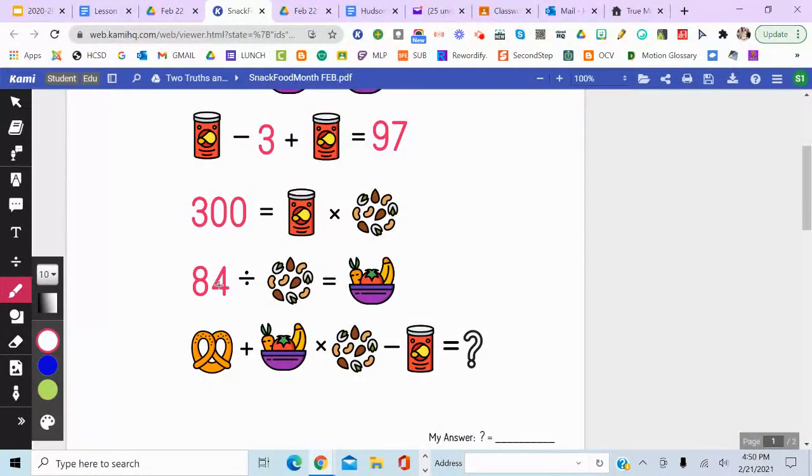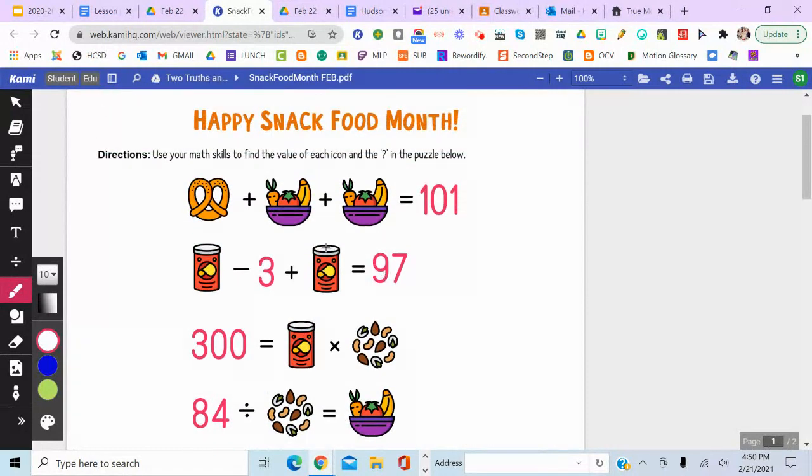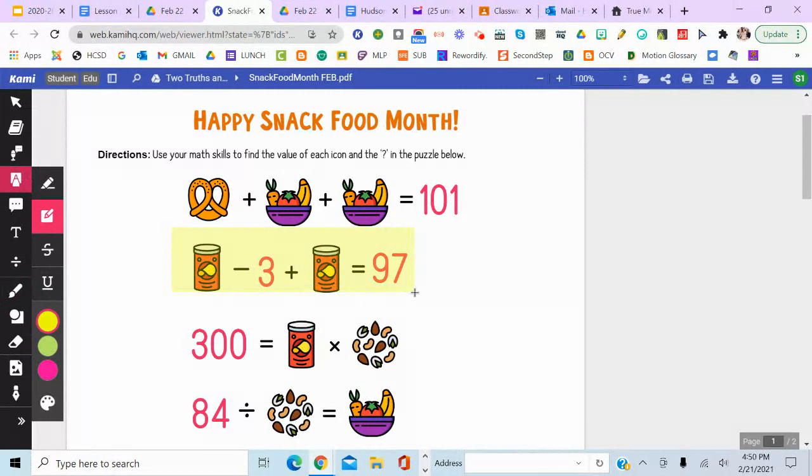And then here, 84 divided by some number is some number. Well, 84 could be divided by lots of numbers. There's many factors. And then this one isn't helpful either. So really, the only one that stands out to me is this one right here. The reason is these two are going to have the exact same value because they're the same symbol.